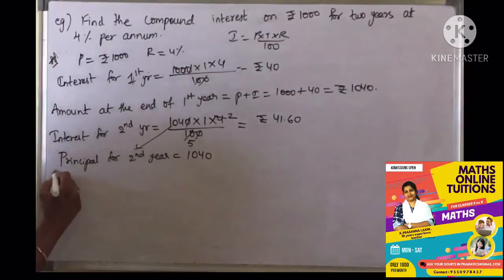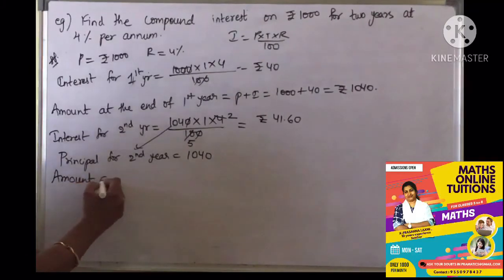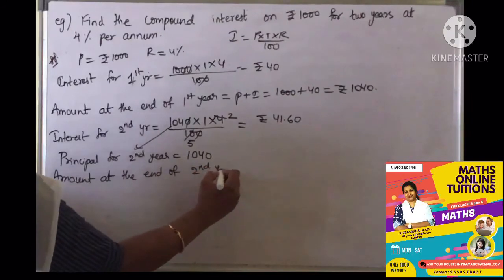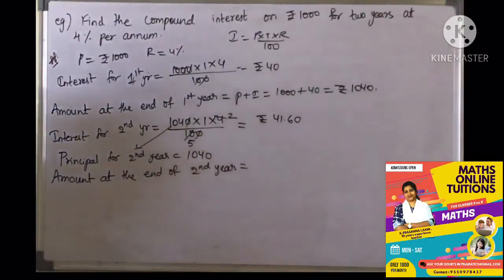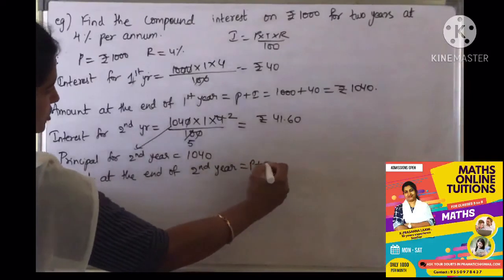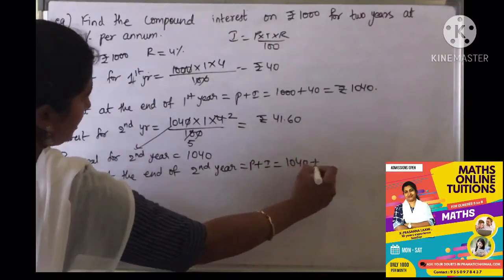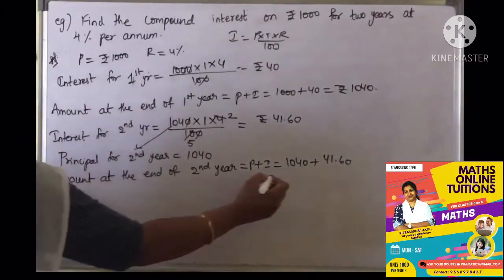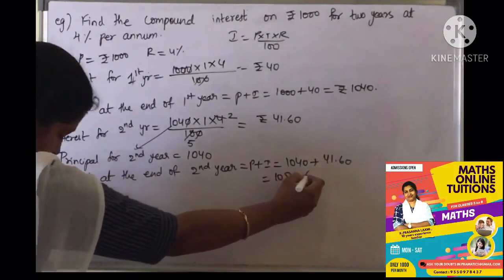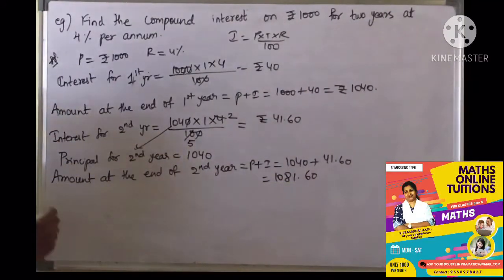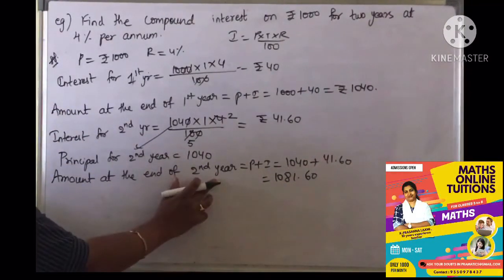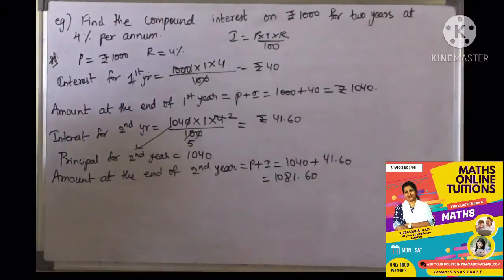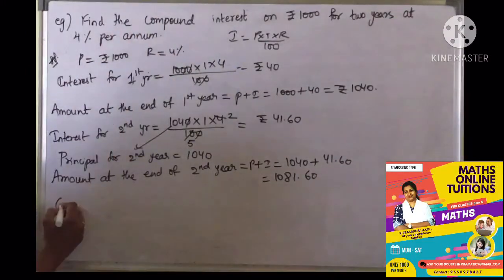Now we will find the amount at the end of the second year. What is the amount here? Principal plus interest. So the principal is 1040 plus interest you got 41.60. When we add those two, you will get 1081.60. Now we got the amount at the end of the second year, using compound interest, as 1081.60. Now what they are asking you to find is the compound interest.